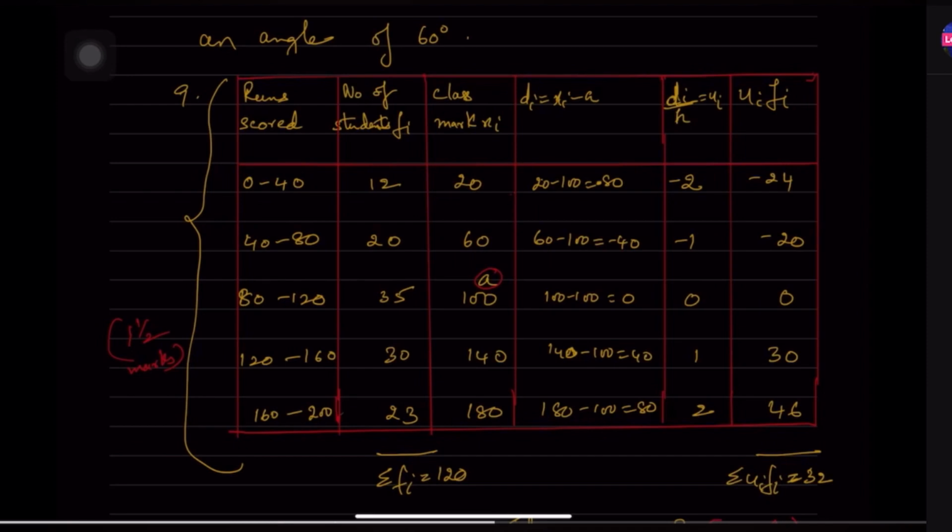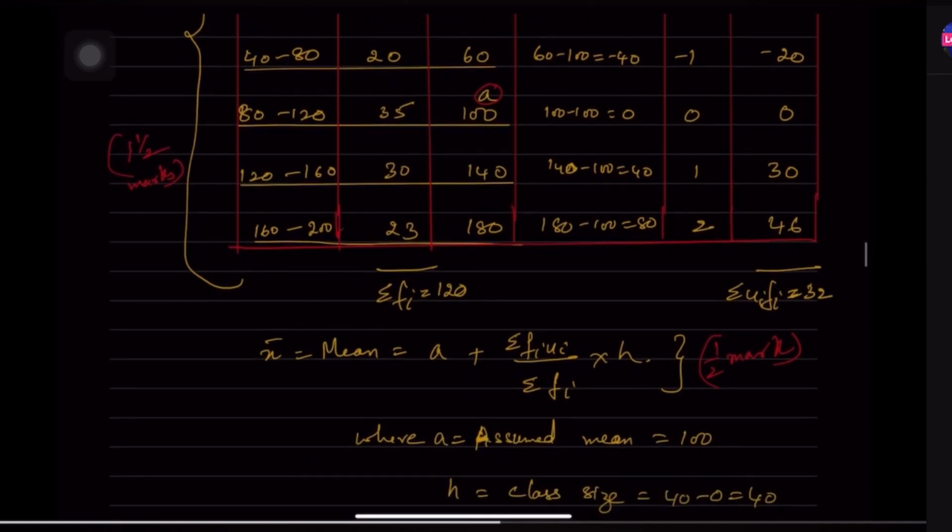And here Ui into Fi: this Ui into this Fi. So minus 2 into 12 is minus 24. Then minus 1 into 20 is minus 20. 0 into 35 is 0. 1 into 30 is 30. 2 into 23 is 46. So you are getting here sigma Ui Fi is equal to 32. And here sigma Fi is equal to 120.